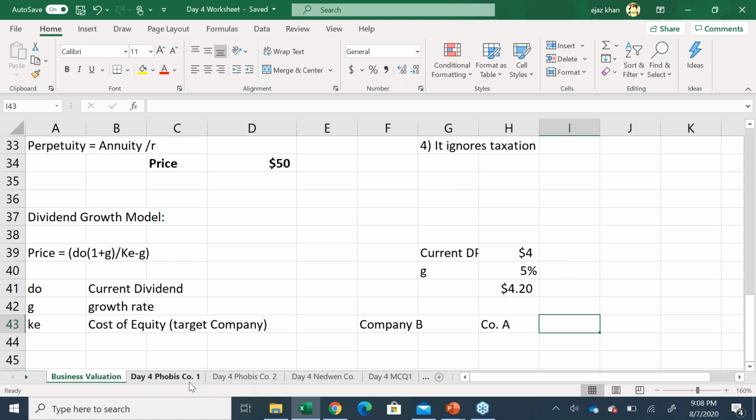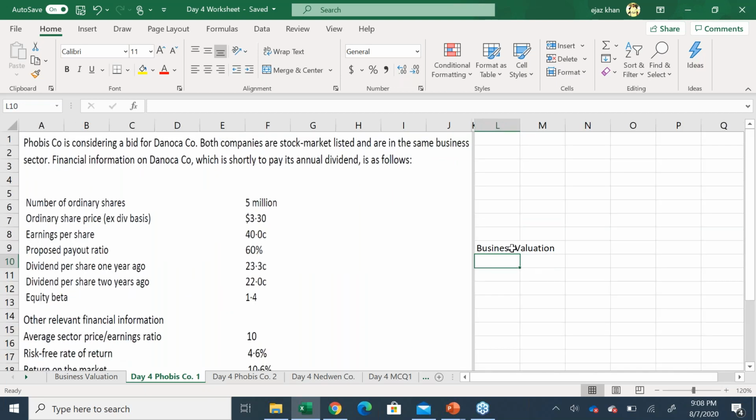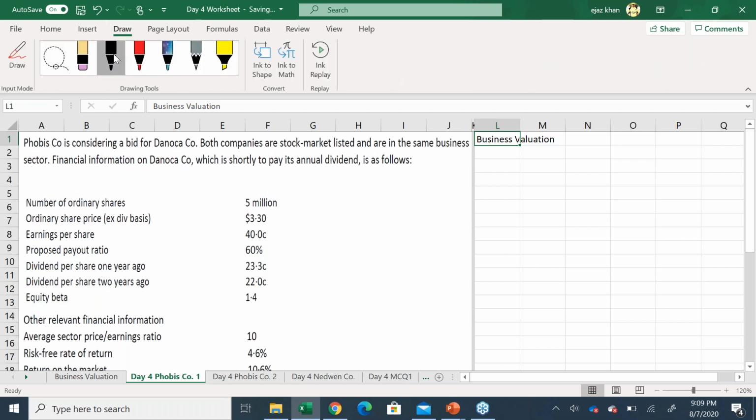Okay, now let's start a question on business valuation. So that was a brief introduction of business valuation. Forbes company, it's a very good question. Forbes company is considering a bid for Denoka company. That's the target company. Remember to highlight the target company so that you know what figures to use. So the target company in this case is Denoka company.